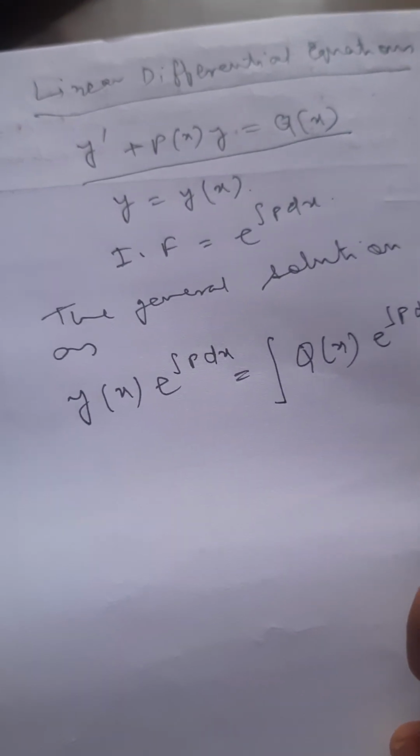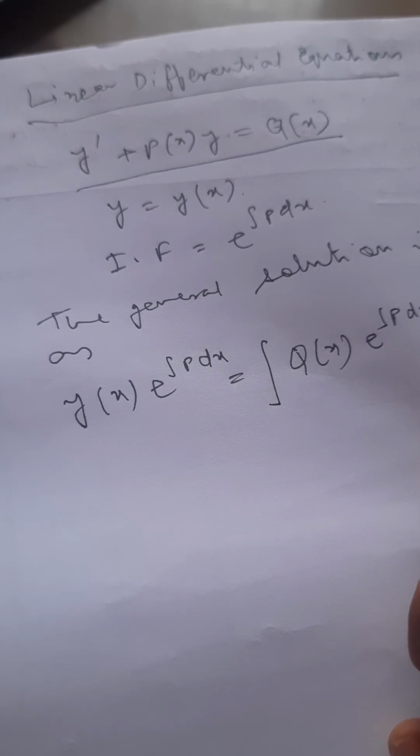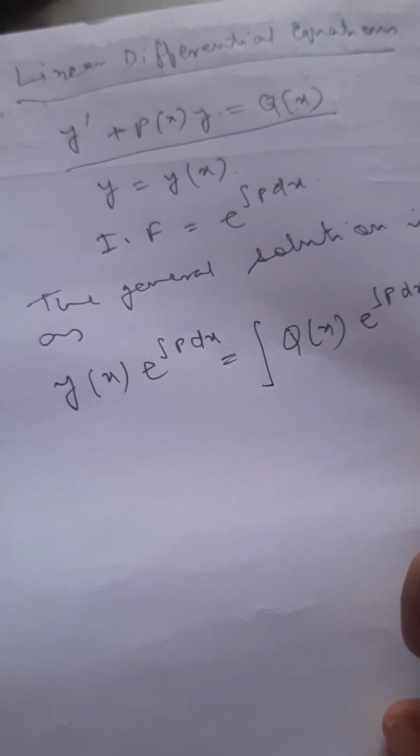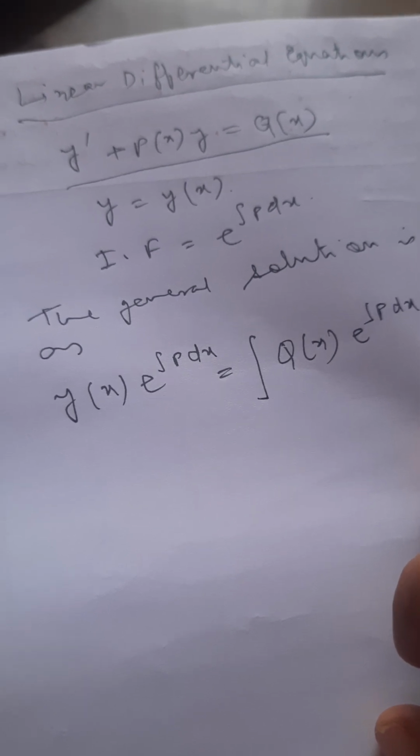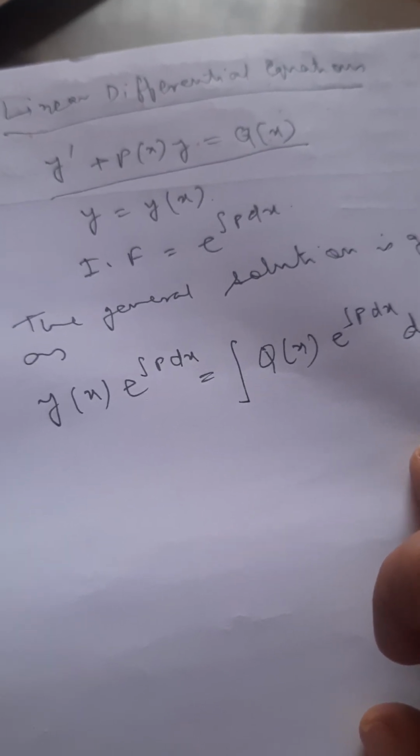Now let us do this. This is called the first order linear differential equation, and it is also called the Leibniz equation. The German scientist Leibniz founded this, so it is called the Leibniz equation. Now we will solve some examples for understanding it better.